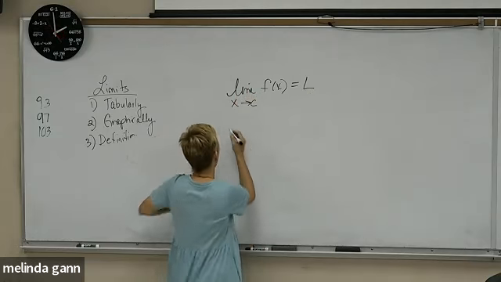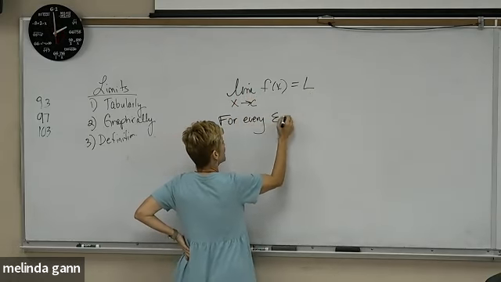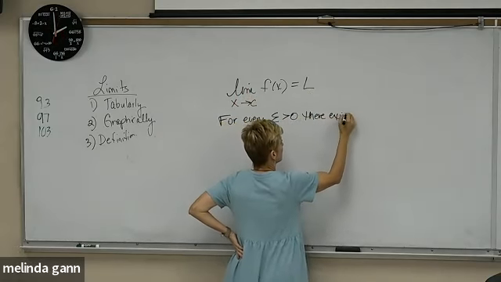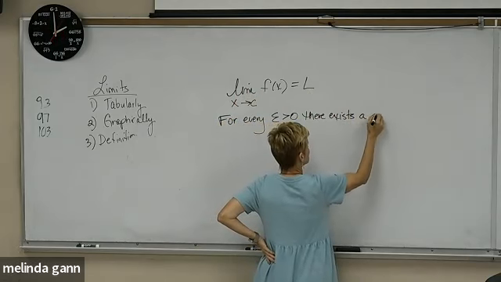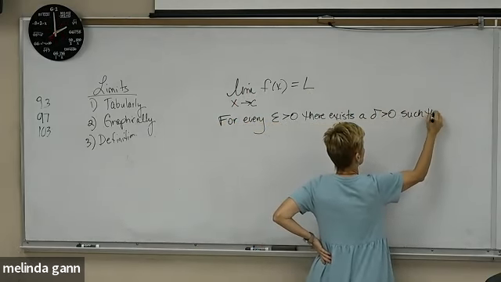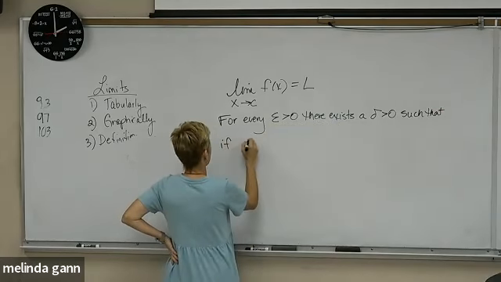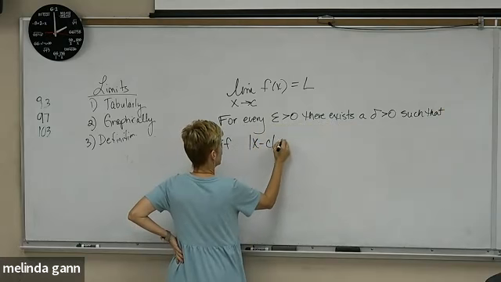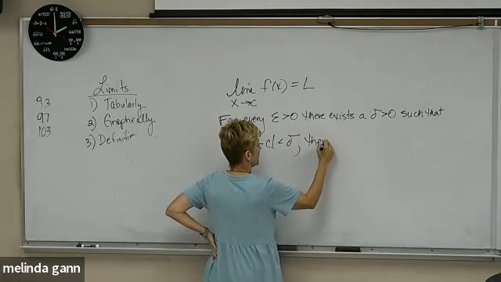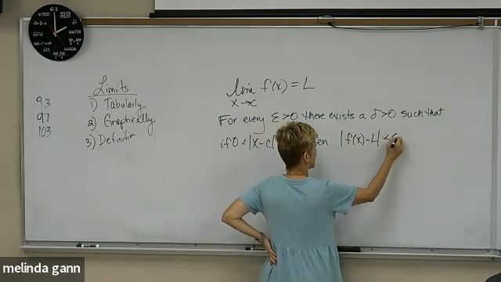That means that for every epsilon greater than 0, there exists a delta greater than 0, such that if the absolute value of x minus c is between 0 and delta, then that forces the absolute value of f of x minus L to be less than epsilon.